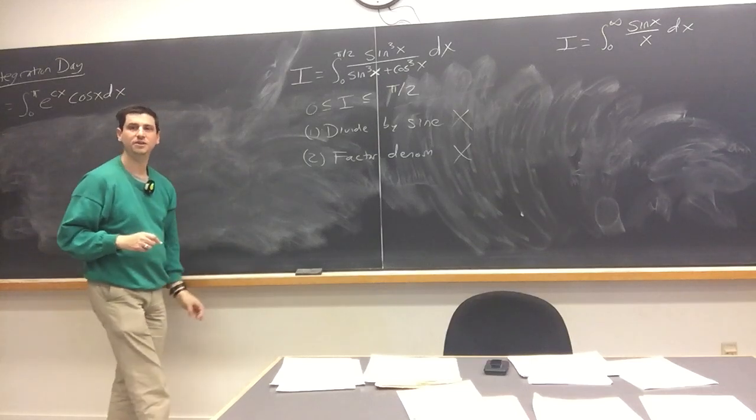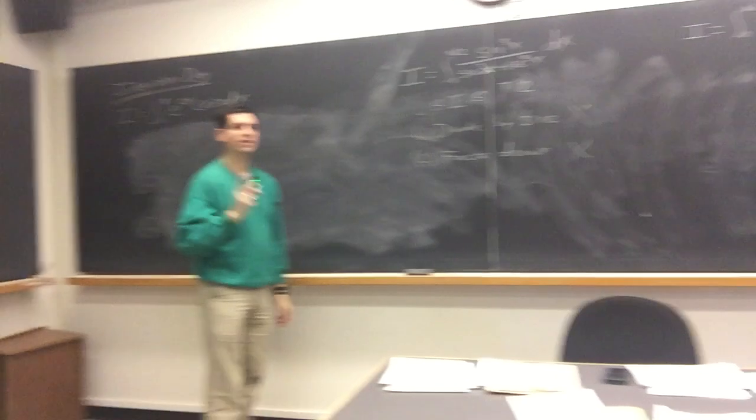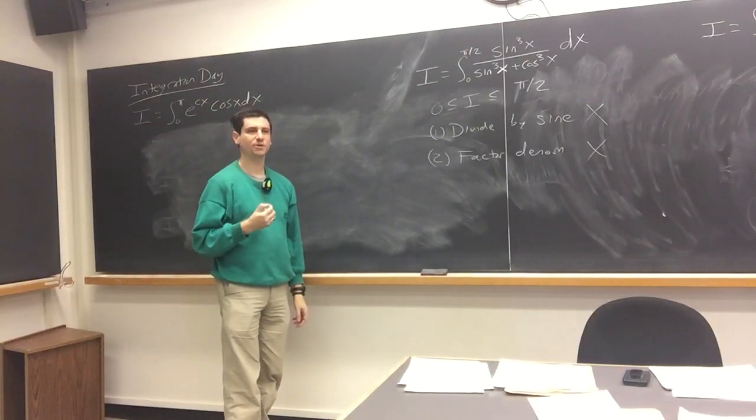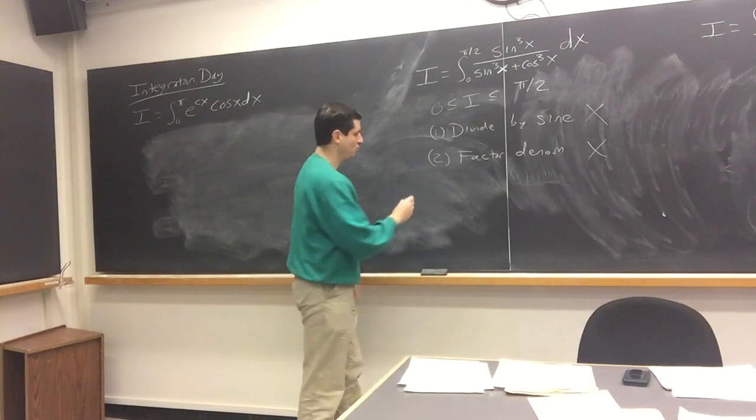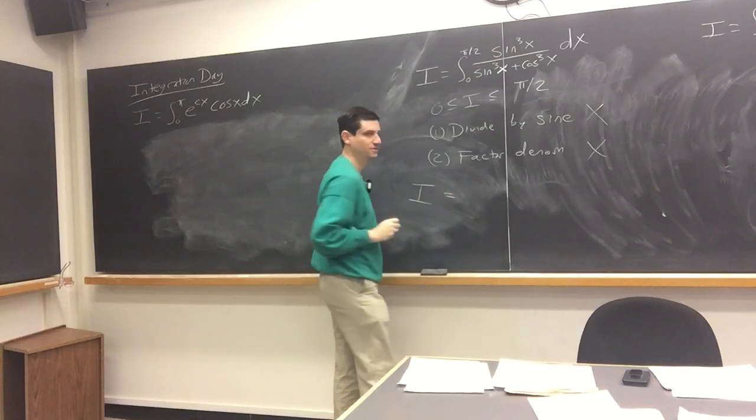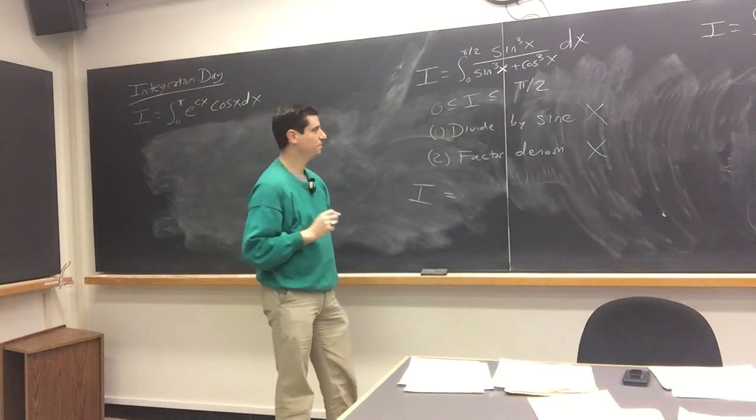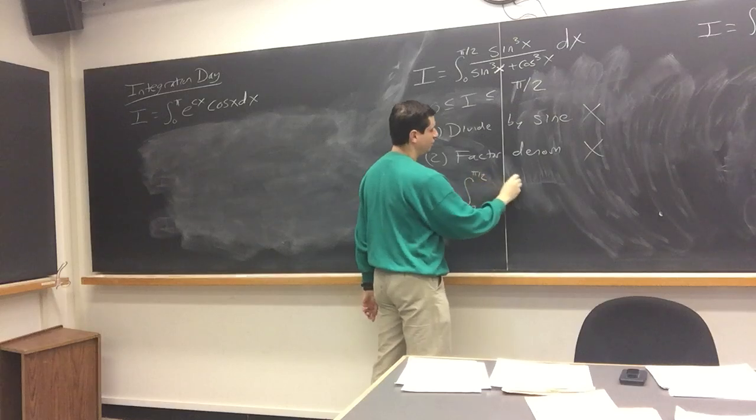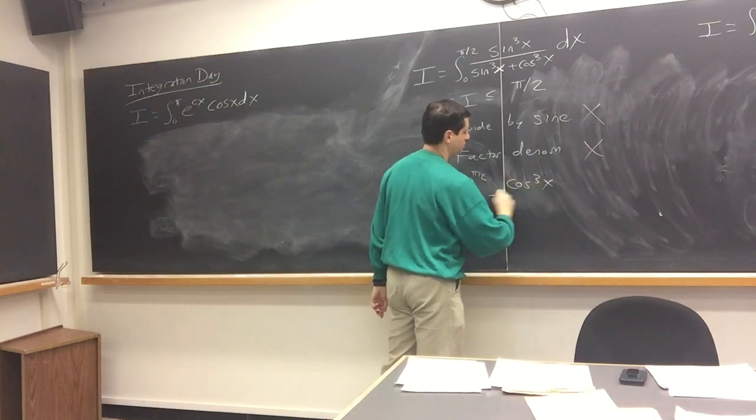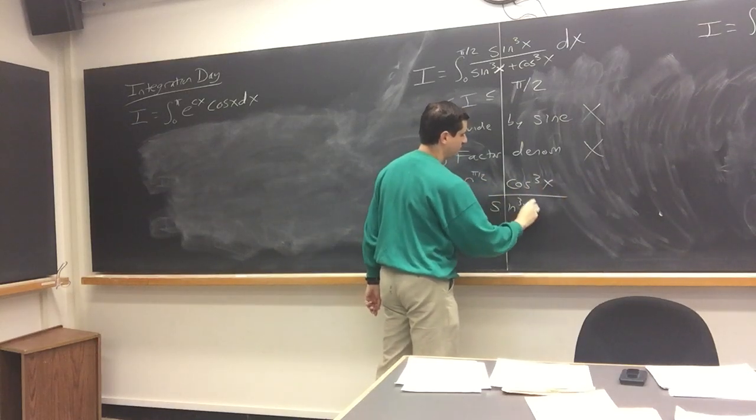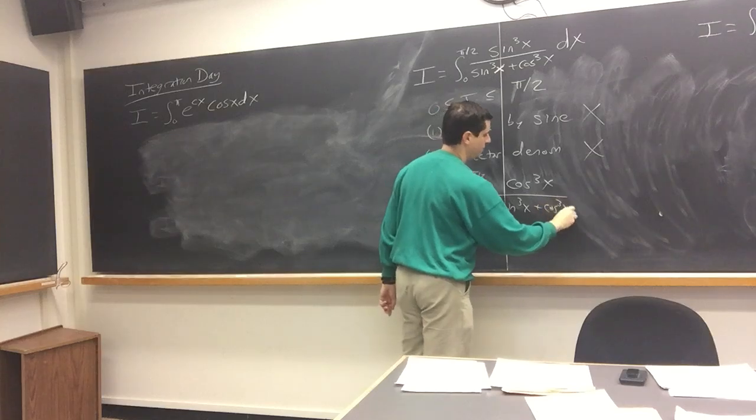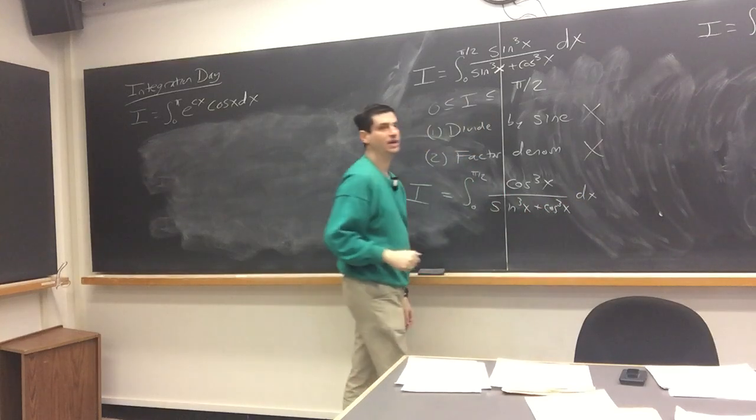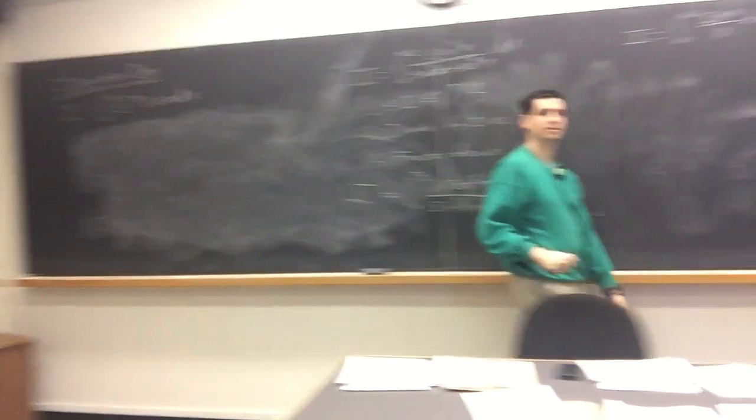I think you could add it to itself. So this is one of the ideas, is add it to itself. But you want to rewrite it. So what else does I equal? It's the same as the integral from 0 to pi halves of cosine cubed x over sine cubed x plus cosine cubed x dx. And the reason is there's a symmetry point.